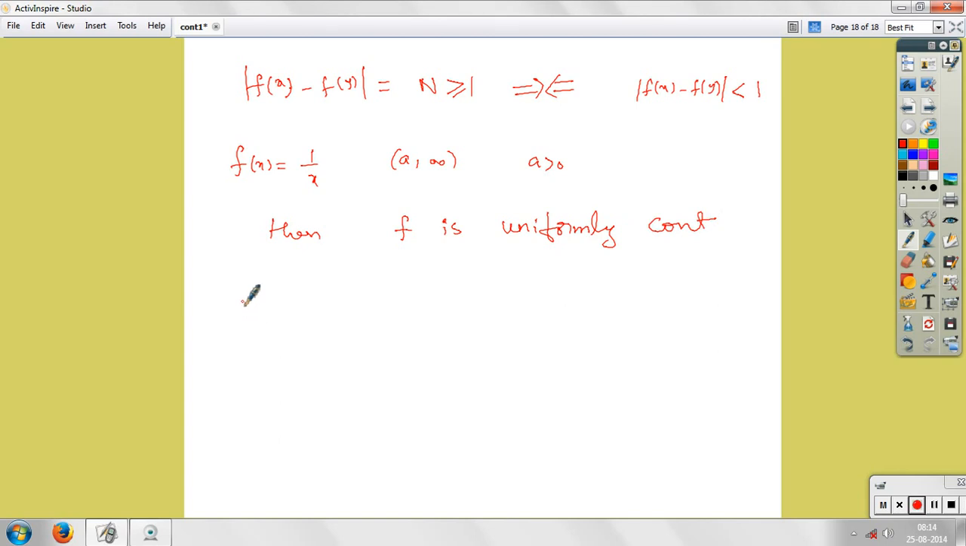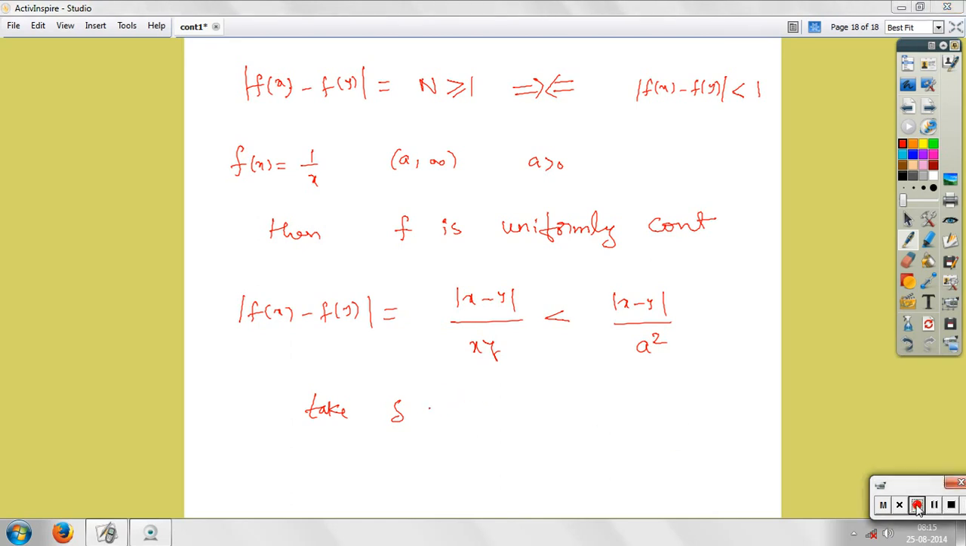Because this is clear, because f of x minus f of y is mod x minus y by x into y, but x and y are greater than a, so this is at most mod x minus y by a square. So if we take delta less than a square times epsilon, then mod f of x minus f of y is less than delta by a square, which is less than epsilon. So this function is uniformly continuous if you fix a which is greater than 0.